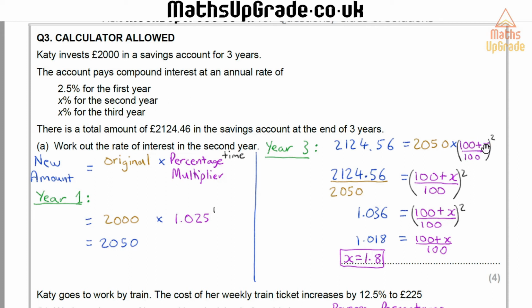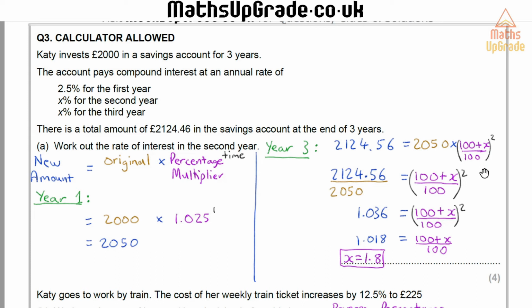For example, if it was 1%, that would be 101 divided by 100, which is 1.01. If it was 50%, it would be 150 over 100, which is 1.5. I know also that the time period here is 2 years. So I've set up an equation here. I now need to work out the value of x.